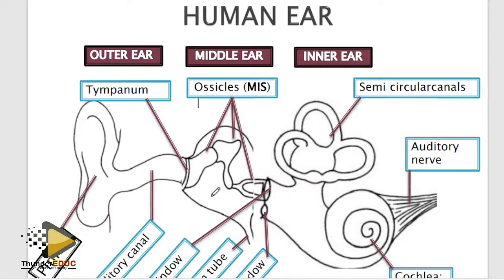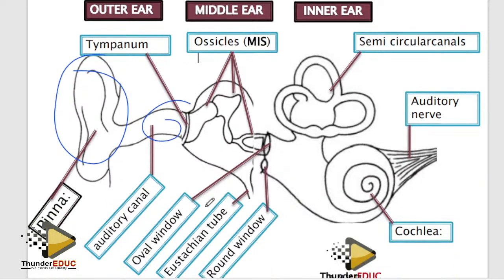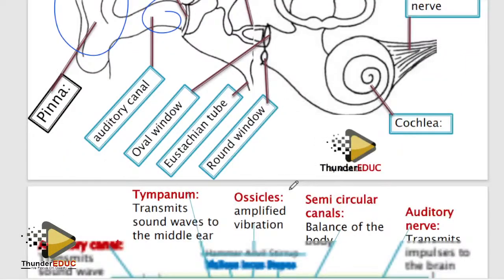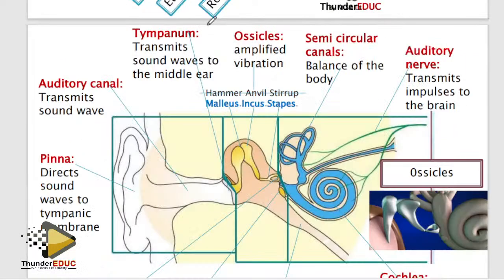Pinna collects sound and directs it into the auditory canal. Guys, the ear is simple, right? Please use the mnemonic: malleus, incus, and stapes. It's better that way. It's the same thing as oviduct and sperm duct. This is English, this is science.